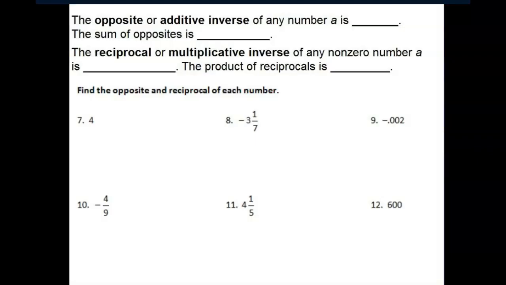So the first thing we're going to talk about are opposites or additive inverses. An opposite or additive inverse of any number A is negative A. If you add two opposites together, so if I add A to negative A, then I will always get 0.